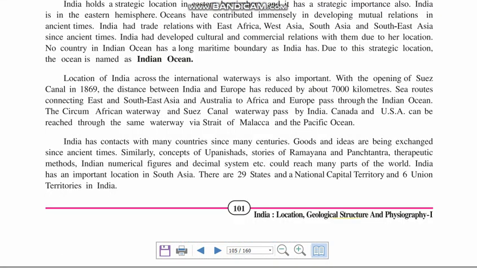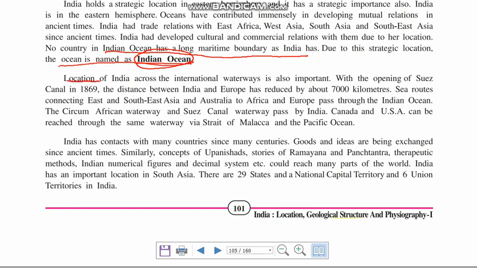Now let us read further. No country in the Indian Ocean has a maritime border as long as India's, and due to that strategic location, there is an ocean named after India. No country in the world has an ocean named after them. India is the only country which has an ocean name, the Indian Ocean, which is located on the southern side of India.